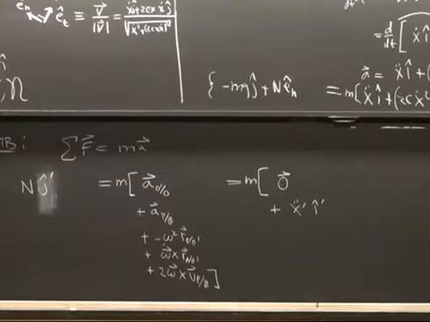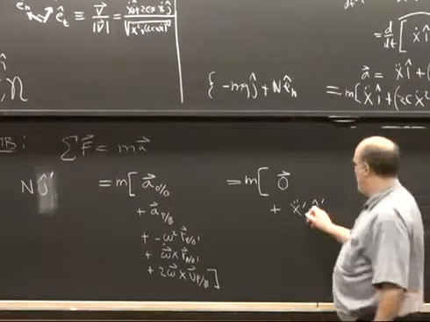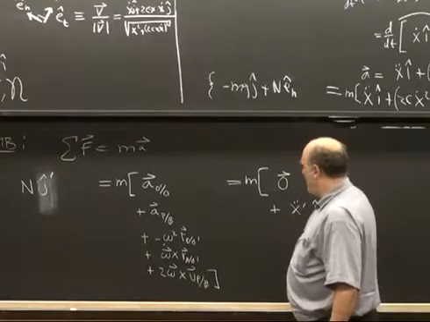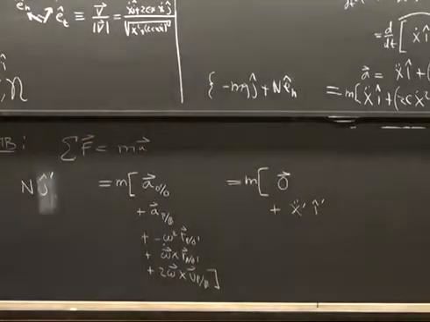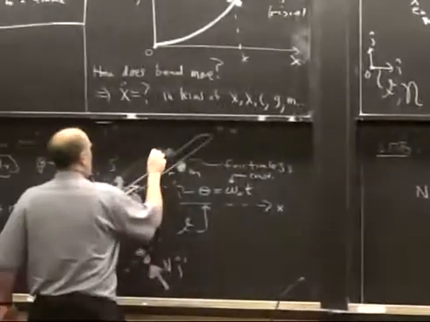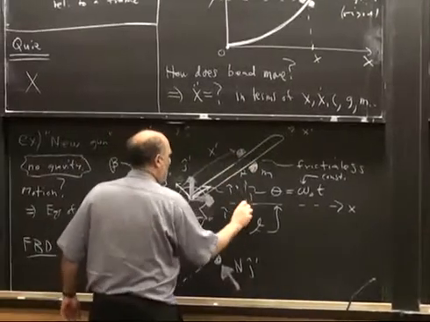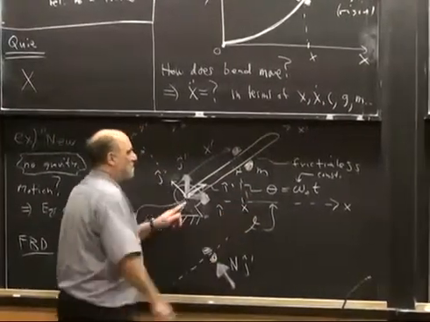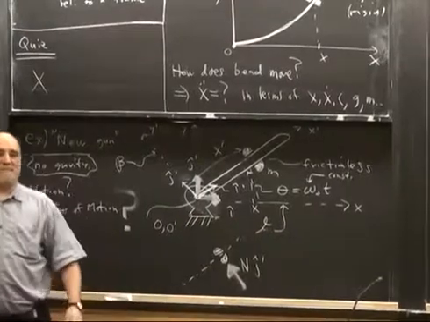Is x prime and x the same? As long as we denote we're moving in the I. Yes, x prime is this distance here, and x is this distance here. They're two different numbers.